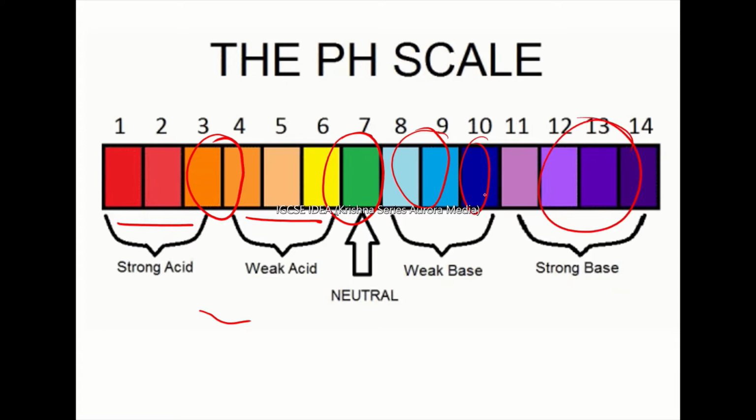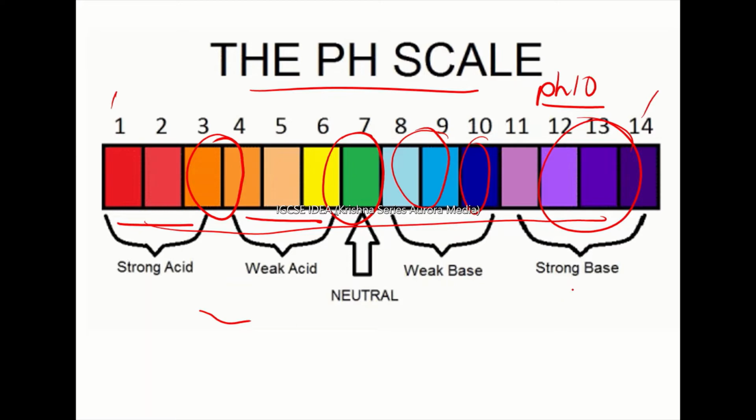Okay, now they're asking for pH 10. Now in the examination, I doubt that you'd get a pH scale, so you just have to memorize these from 1 to 15, or in these groups like how it's written over here. So pH 10 is dark blue. Let's write that.